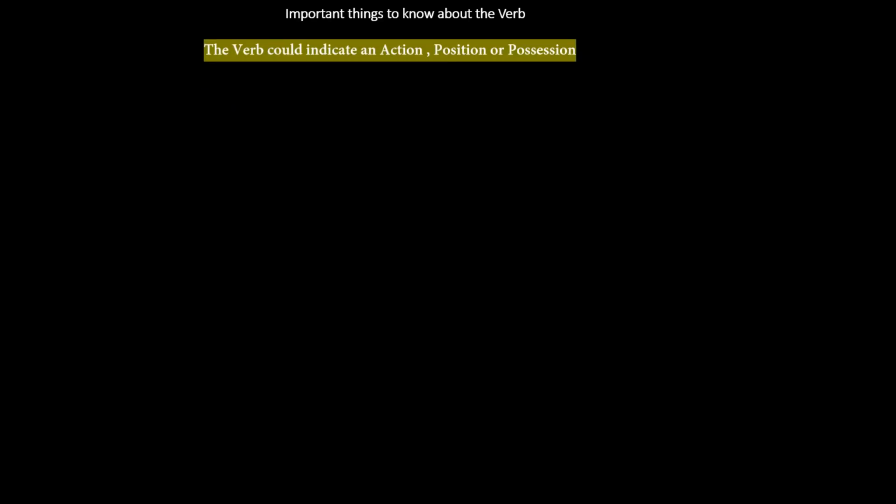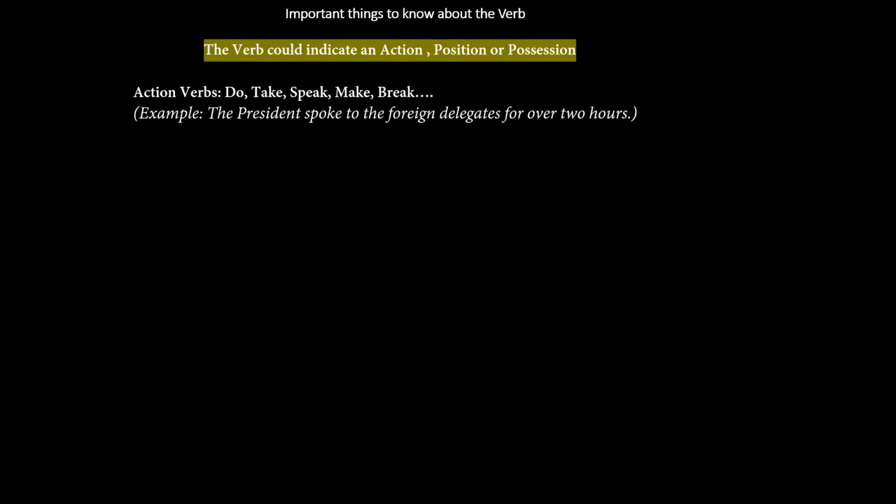Important things to know about the verb. The verb could indicate an action, position, or possession. Action verbs: do, take, speak, make, break. All these are action verbs. In this case, the verb indicates an action or the subject is performing an action. For example, the president spoke to the foreign delegates for over 2 hours. In this example, the subject, the president, is performing an action, that is, spoke.